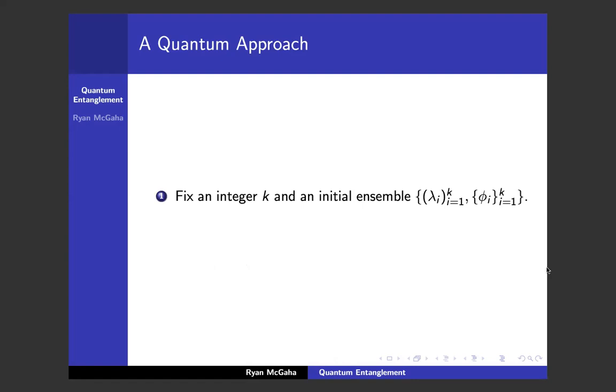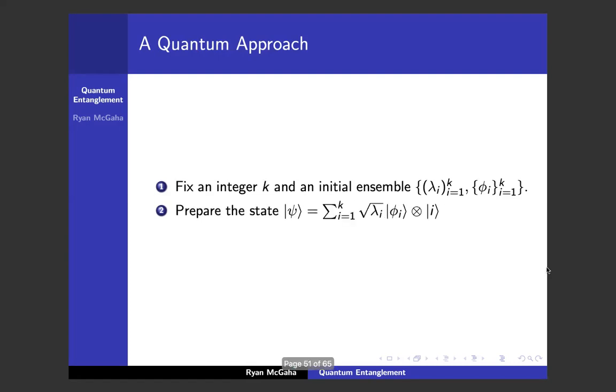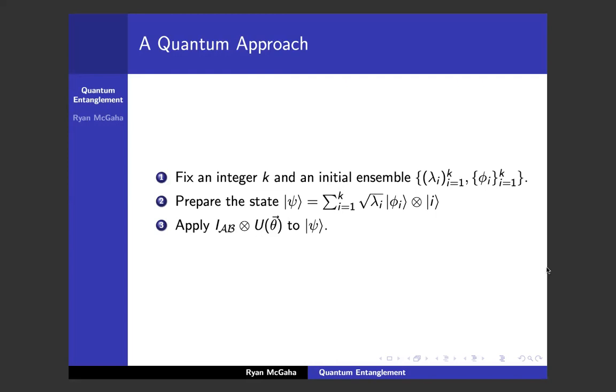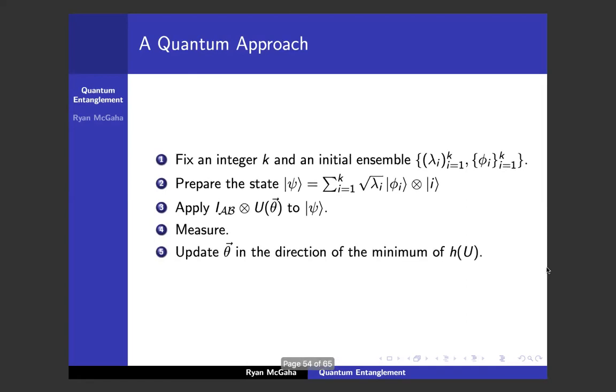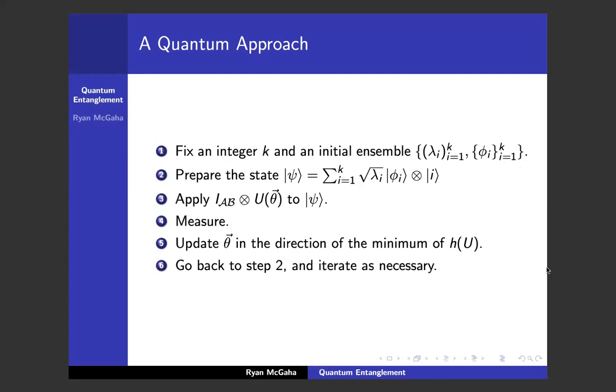If we fix an ensemble again, so we start out the same way, you have your ensemble here. And then you prepare that purification of rho. You prepare that state, the sum over lambda i, v_i tensor |i>. Then you parametrize the unitaries somehow, and we'll discuss that parametrization in a second. You apply identity on the phis, but you apply the unitary to the kets |i>. And then you measure your state. We'll discuss the measurements in a second, but the general idea of the algorithm is that once you measure, you get some results and you update your theta in the direction of U. Your unitaries are parametrized by some vector theta. Then you go back to step 2 and you iterate as necessary. You can use any kind of optimization algorithm, just pick your favorite one.